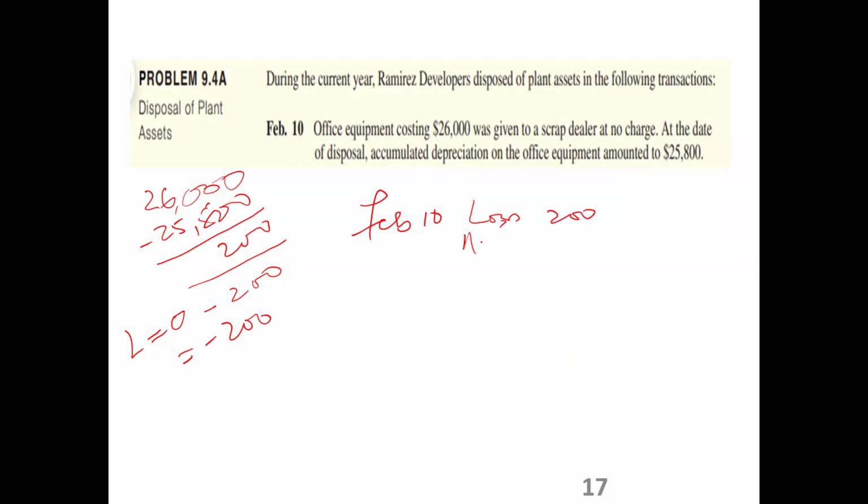So in this case, the February 10 entry would be: loss debit 200, accumulated depreciation debit by 25,800, and office equipment credit by 26,000. I hope this entry is clear to all of you.